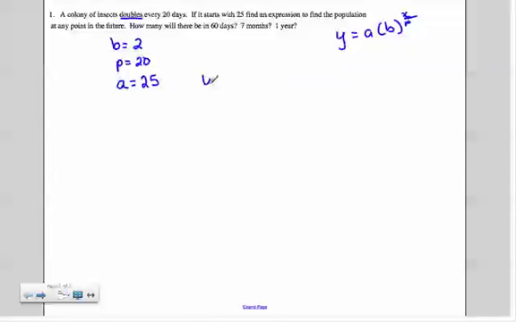So then find an expression means I'm going to take this formula, fill in 25 for A, 2 for B, and then x over 20 as my exponent. It's important to keep this x over 20 looking like an exponent because it is the exponent. Now when it says how many will there be in 60 days, that means I'm going to sub in 60 for x.